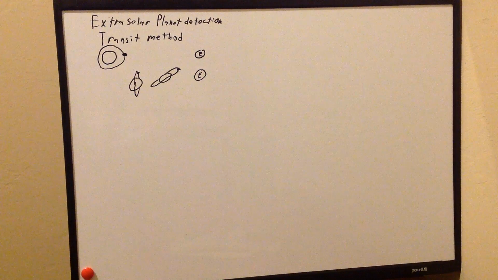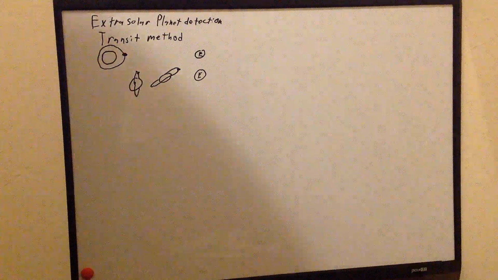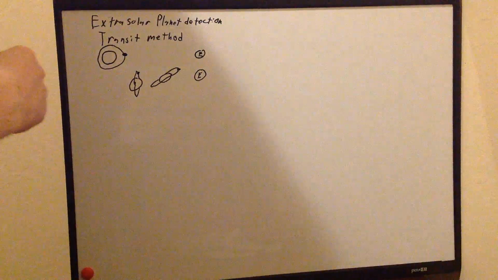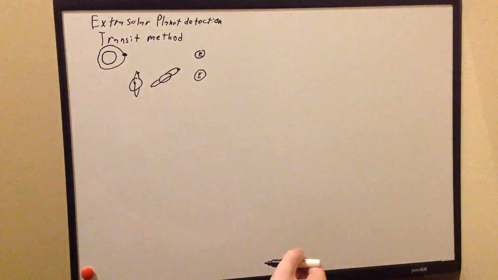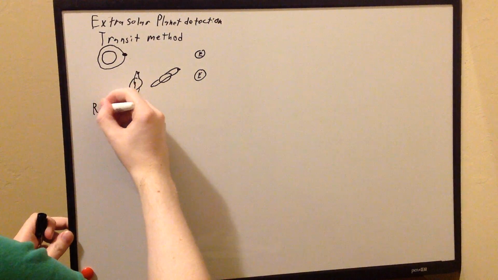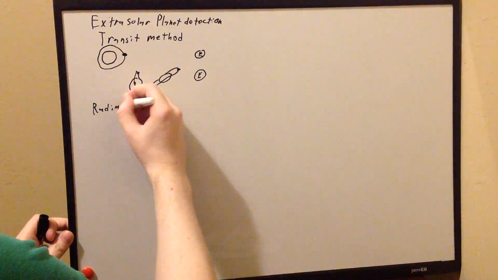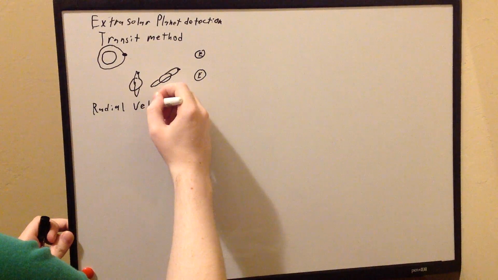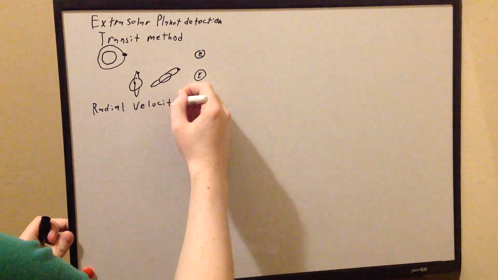The second method is a little more involved, a little more complicated than transit, but it's worth it, and you'll see why. It has some good concepts in there too, so definitely a good thing to know about. The second extrasolar planet detection method we have is called the radial velocity method.